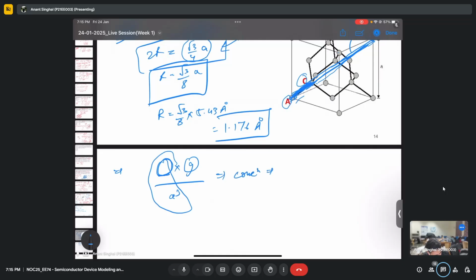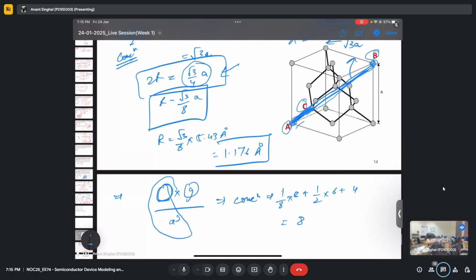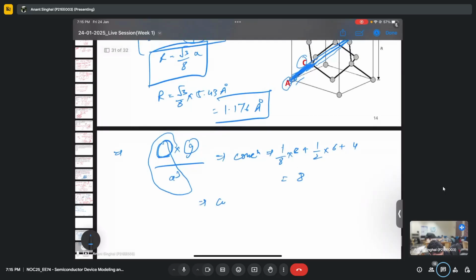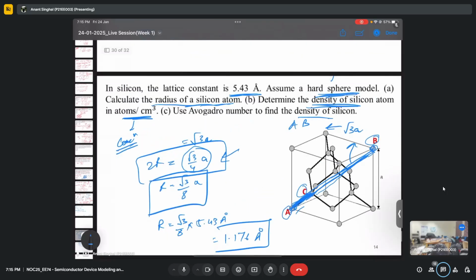So again, it's a hard sphere model, so it is diamond cubic only. So diamond was 1 by 8 times 8 plus half into 6 plus 4 inside. So this was, I guess, 8. Then a cube, we already know what a is. So concentration we can find quickly. This is 8 by a cube. A is what? 5.43.